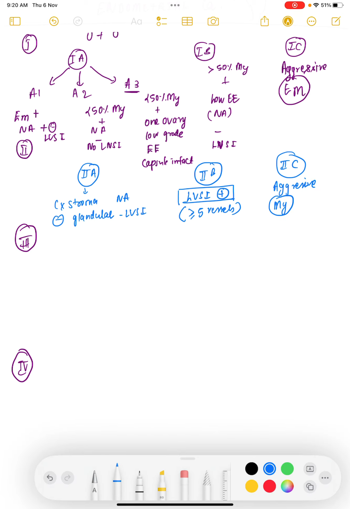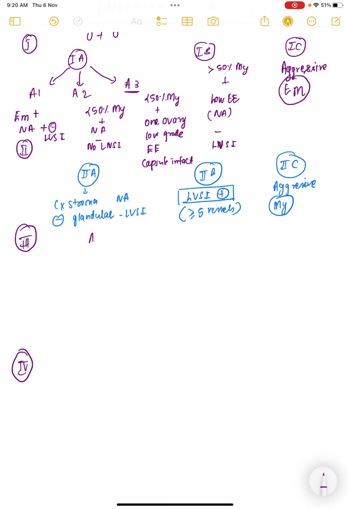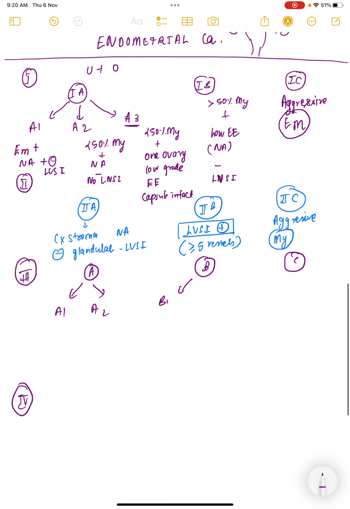Then coming to stage 3. Stage 3 is again divided into stage 3A, 3B, and 3C. 3A is divided into A1, A2, B is divided into B1, B2, and C is divided into C1, C2. A1 is, I told already, ovary involvement, but subcapsule ruptures come under here. So either involvement of ovary or involvement of fallopian tube. A2 is involvement of subserosa or involvement of serosa.